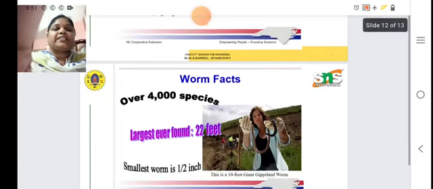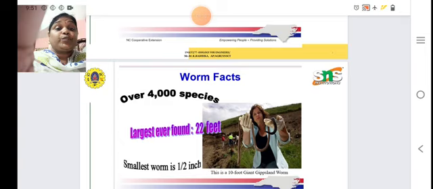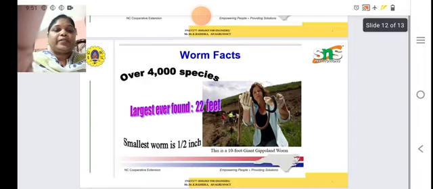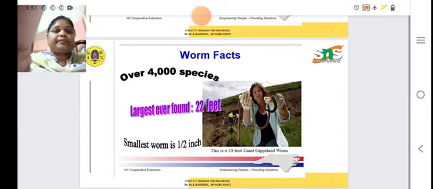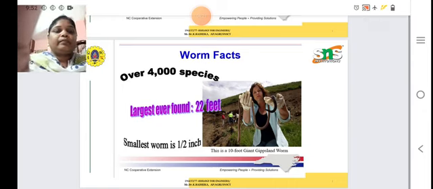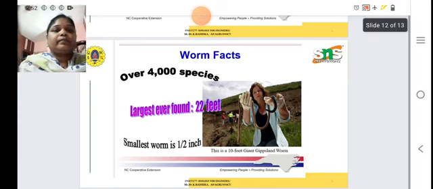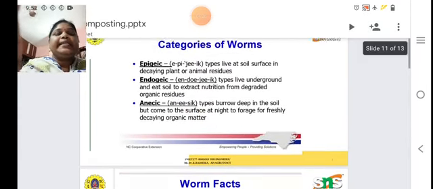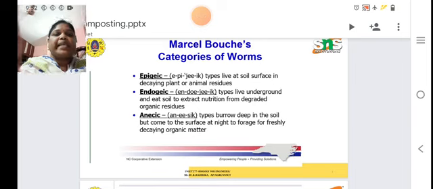Then worm facts. There are over 4,000 species, and the largest ever found is 22 feet. We found out 4,000 species. The smallest worm is half an inch. Then these are Marcel Bouché's categories of worms.